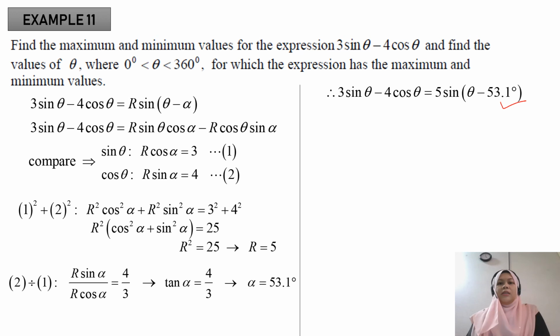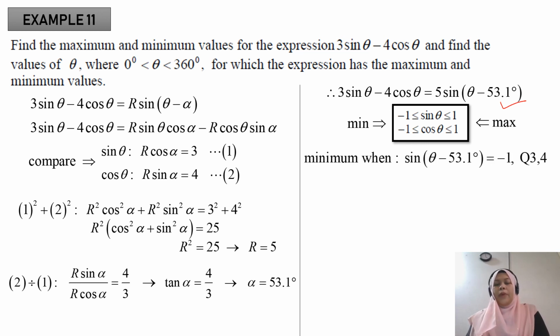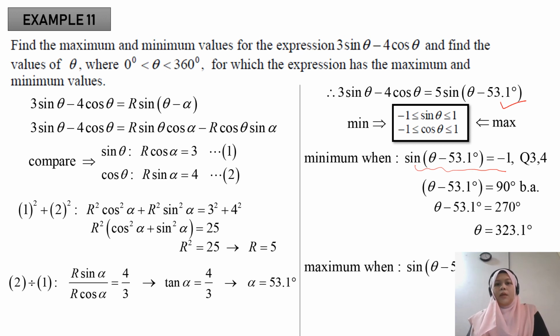Okay, as I said just now in the first slide, the minimum value of sine theta and cos theta is -1 and the maximum value of sine theta and cos theta is 1. So it's minimum when sine is equal to -1, and we can find the value of theta when we solve this equation. We can also find the value of theta for the maximum when we solve sine equals +1.